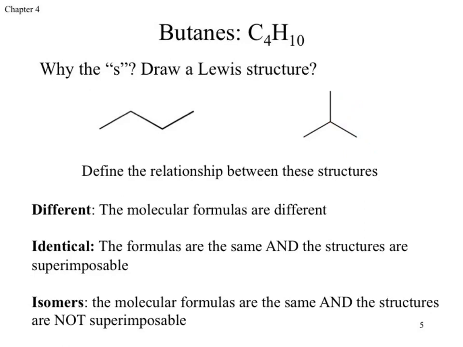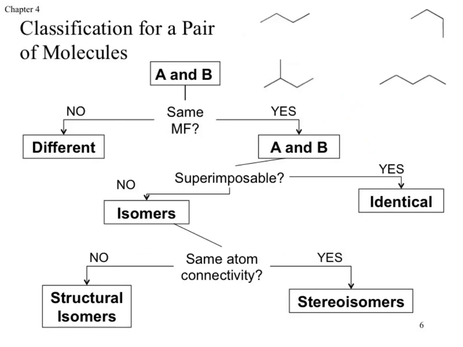So that puts us into a new definition. That new definition is isomers. They will have the same molecular formula, but the structures will not be superimposable. Is that where it ends? No, but that's where Chapter 5 really picks up. So what we can do is take a look at classifying a pair of molecules. This is before we even get into nomenclature. Given any two structures, I should be able to identify what their relationship is.